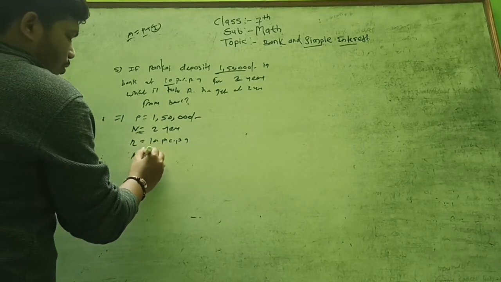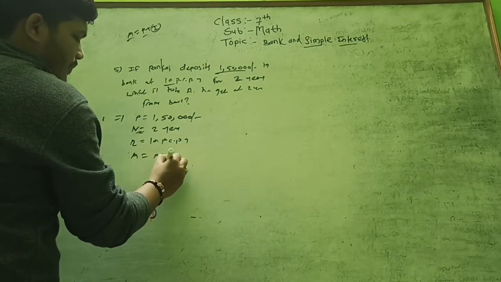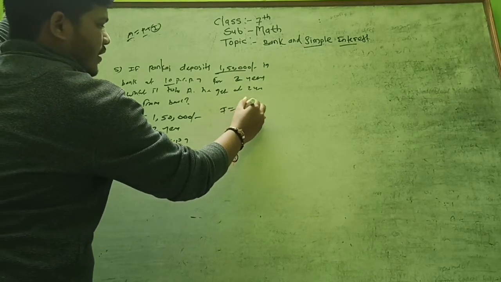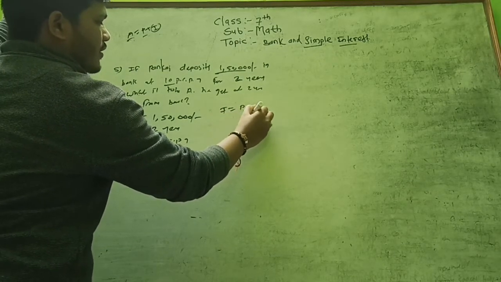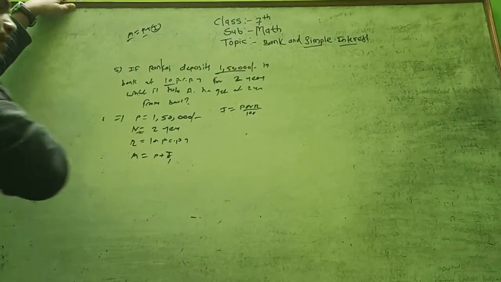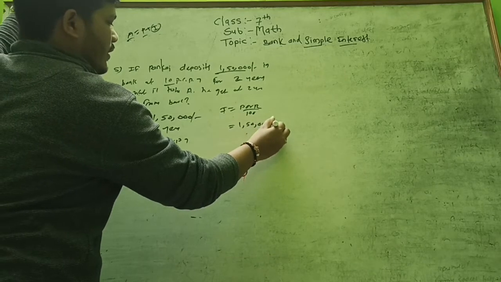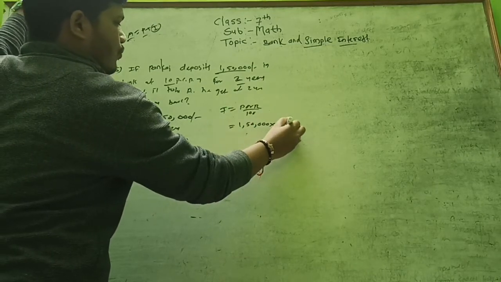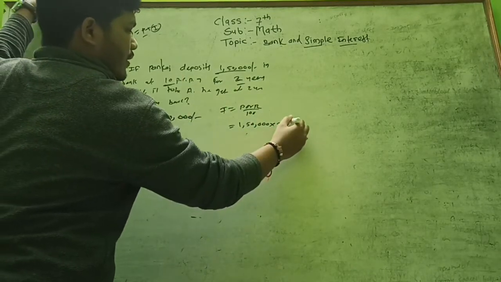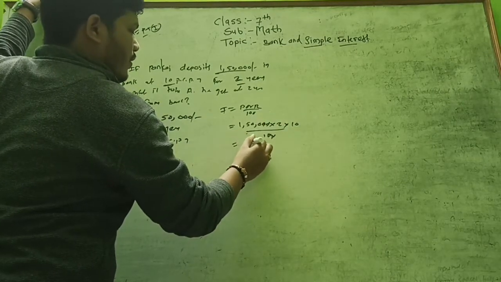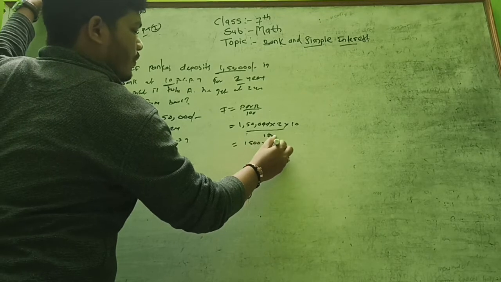We just have to find the amount. Amount is the principal plus interest, so first we have to find the interest. What is the interest? Interest is PNR upon 100. This is the standard formula. The principal is 1,50,000, multiplied by n, which is 2, and the rate of interest is 10 divided by 100. The zeros will cancel, so that is 1,500 multiplied by 2 multiplied by 10.